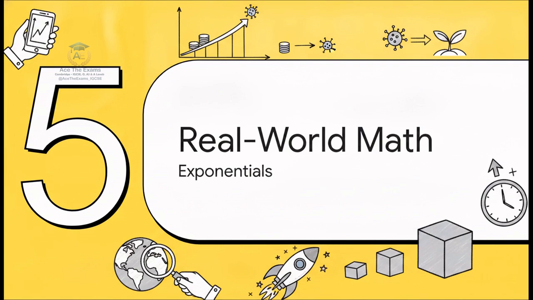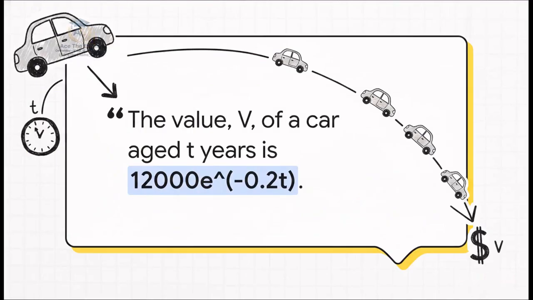Finally, we've made it to Zone 5. We're taking all this abstract math and grounding it in tangible, real-world exponentials. Math review can sometimes feel, well, incredibly abstract, but question 8 anchors us with a very real scenario, calculating the depreciating value of a vehicle over time.